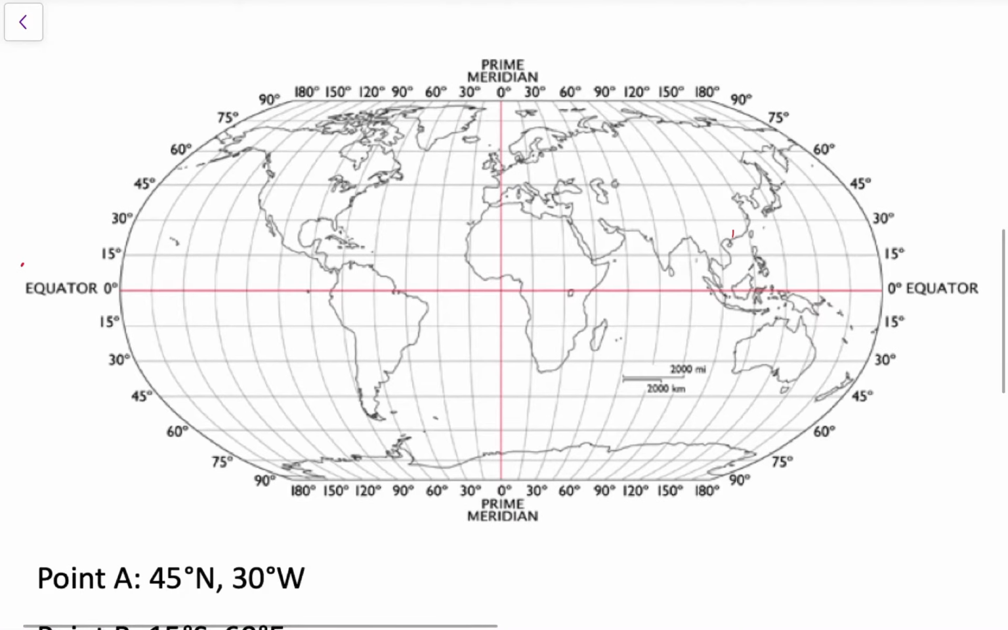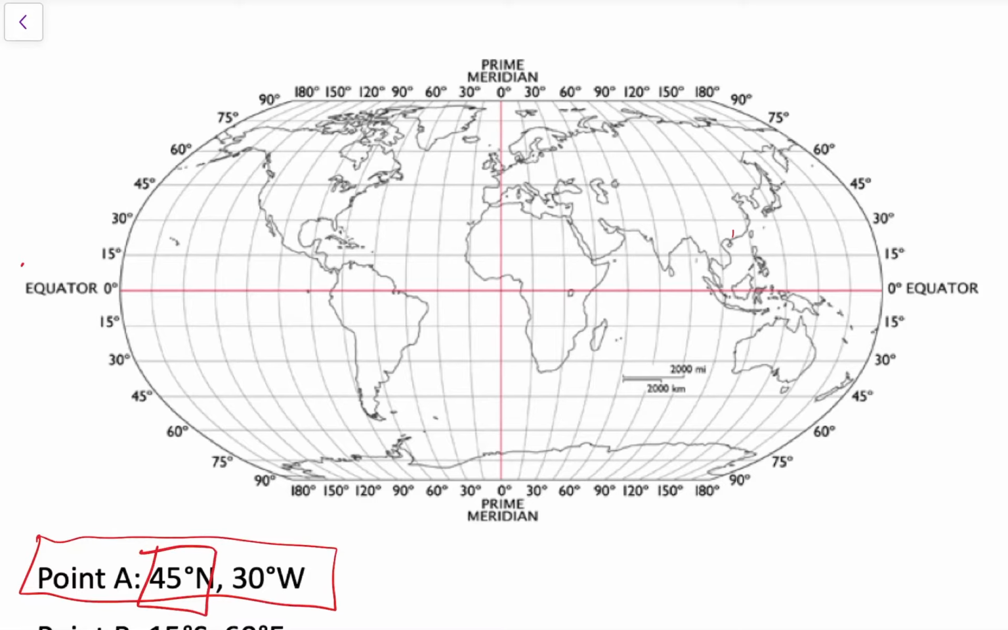The first point that I will practice plotting is point A at 45 degrees north and 30 degrees west. So let's first start with the latitude, 45 degrees north. If it's north, I want to go north of the equator or above the equator. So here's 15, 30, 45 degrees north. I'm going to highlight this entire line of latitude, 45 degrees north, and it's 30 degrees west.